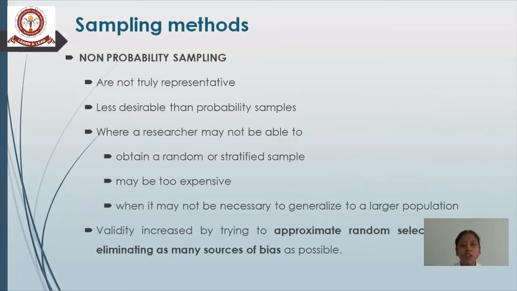First, coming to non-probability sampling, these samples are not truly representative and they are less desirable than probability samples. But non-probability sampling can be used where a researcher may not be able to obtain a random or stratified sample, or sometimes the study may be too expensive if we carry out random sampling, and sometimes it is not necessary to generalize to a larger population. So in those times, we can do non-probability sampling.